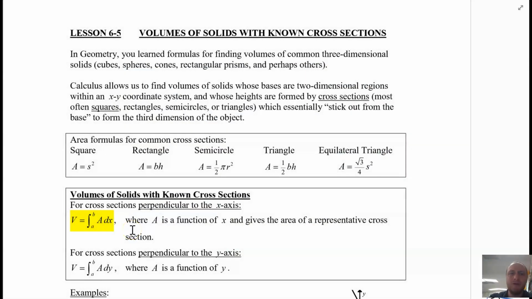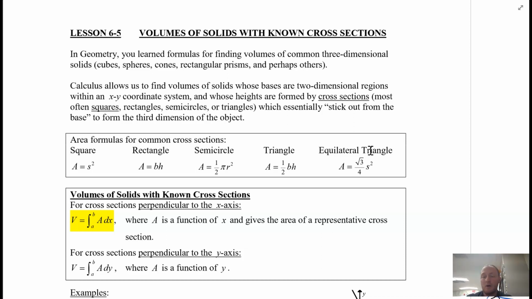It says, in geometry, you learn formulas for finding volumes of common three-dimensional solids, such as cubes, spheres, cones, rectangular prisms, and perhaps others. Calculus allows us to find volumes of solids whose bases are two-dimensional regions within an XY coordinate system, and the heights are formed by cross-sections. The types of cross-sections we're going to be specifically working with are a square, rectangle, semicircle, triangle, and maybe even an equilateral triangle. Those formulas are given for you.